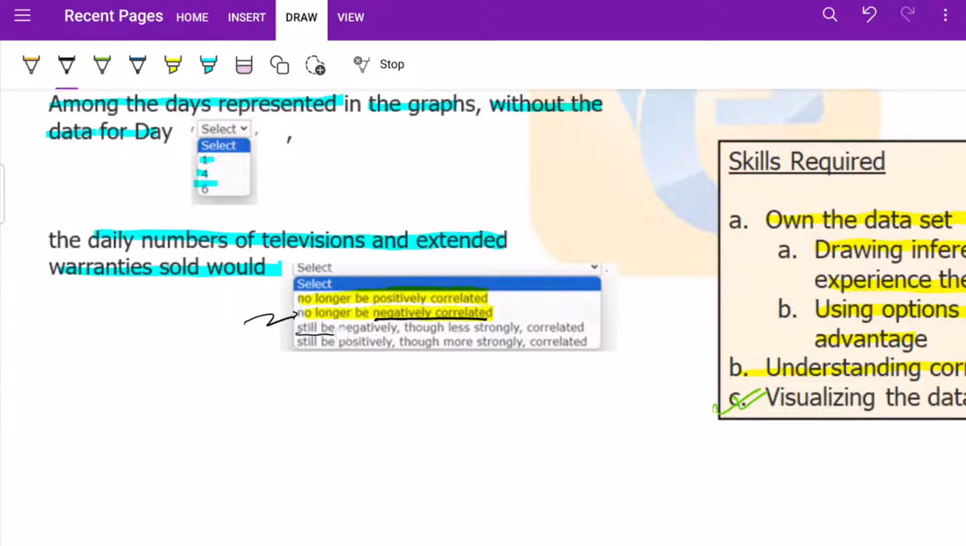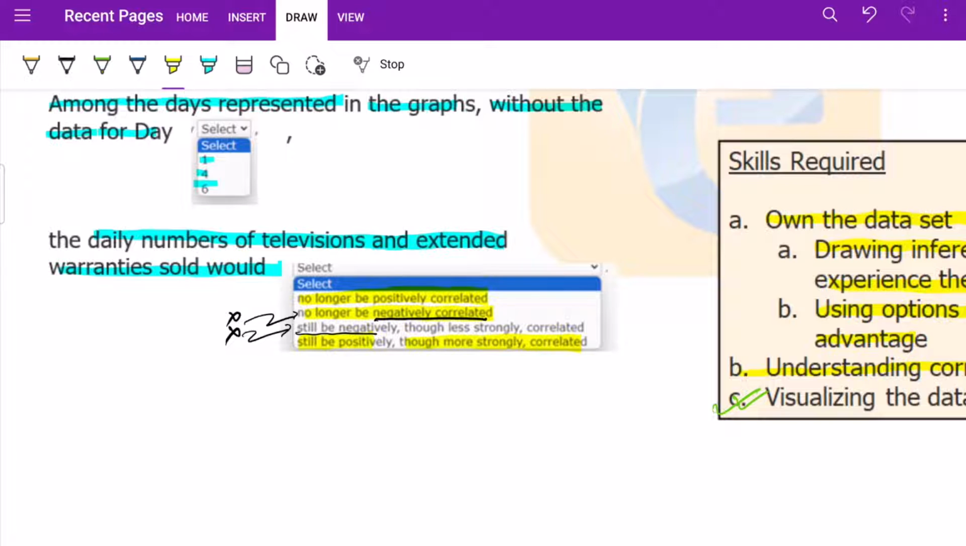Moving on to the next option, still be negatively correlated. Again, it is already positively correlated, so it cannot still be negatively correlated. So again, this option will be eliminated. So we can easily eliminate 2 options. The fourth option is still be positively, though more strongly correlated.